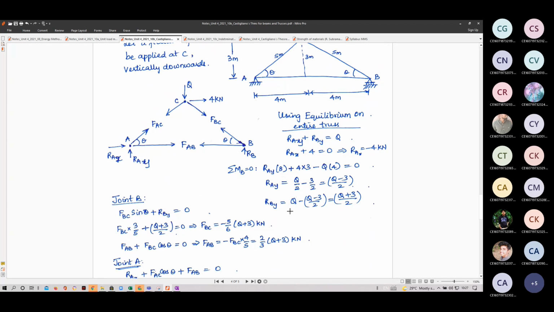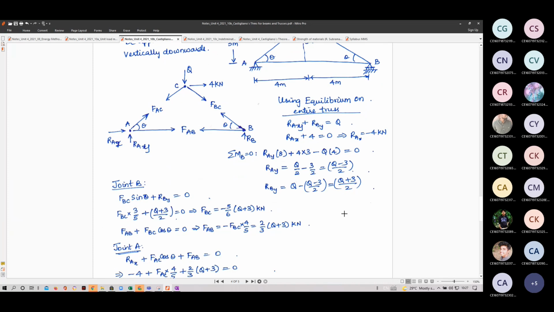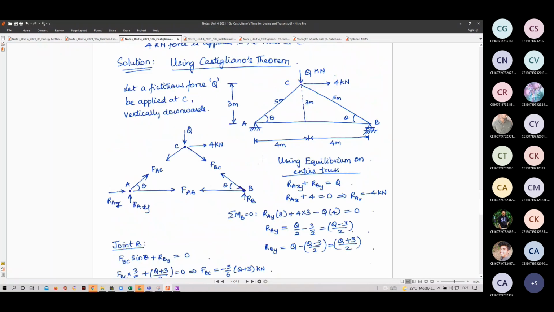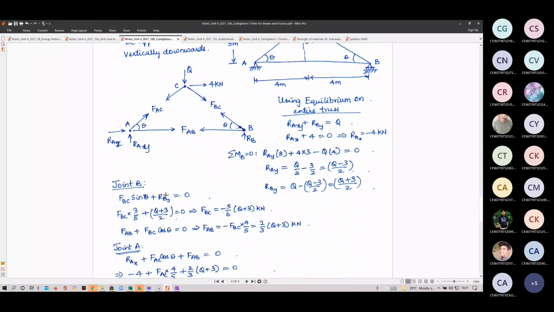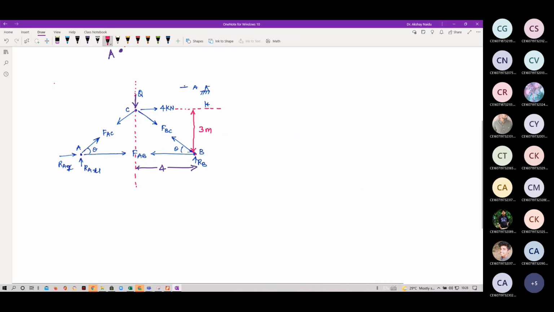Now we found R_A and R_B. Now we have to find the internal member forces. So what will be the internal member forces? Go to joint B. Now take each joint at a time and apply the equilibrium condition: sum of horizontal forces equal to 0, sum of vertical forces equal to 0. First, I have done sum of vertical forces equal to 0. And of course, I hope you know how to do the components of force by now. It's very, very important.